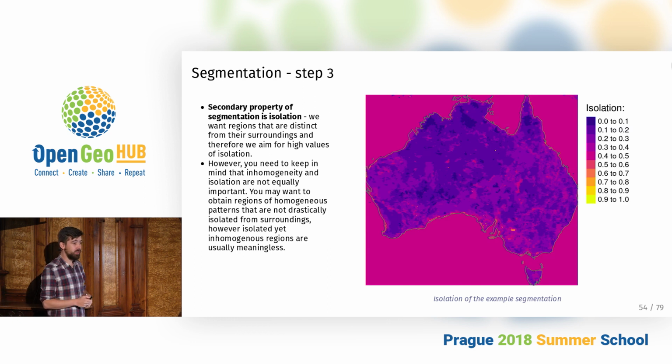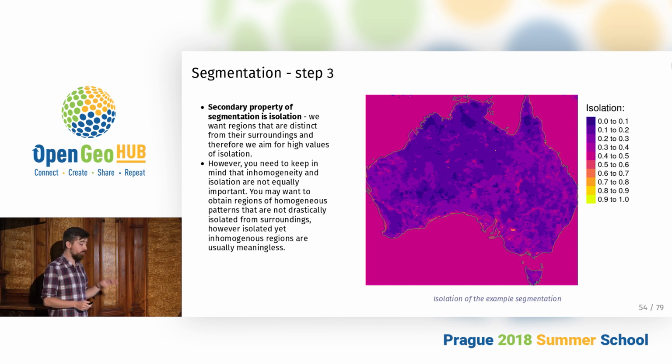The second property is isolation. And this property is less important, because with this property we are trying to see that we have a homogeneous region here, but the next region should be visibly different. So the higher the value of isolation, the more the next region is different from our region.